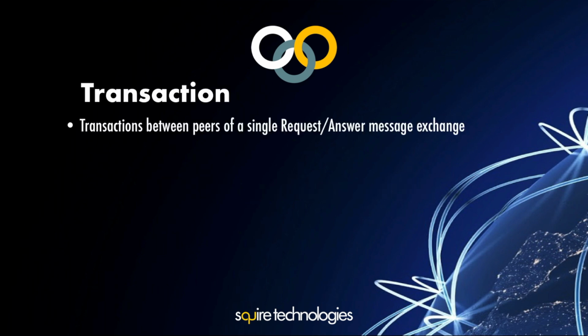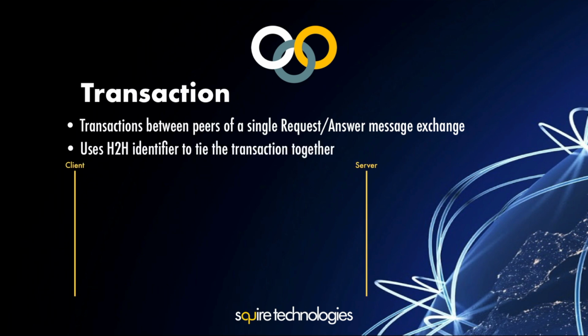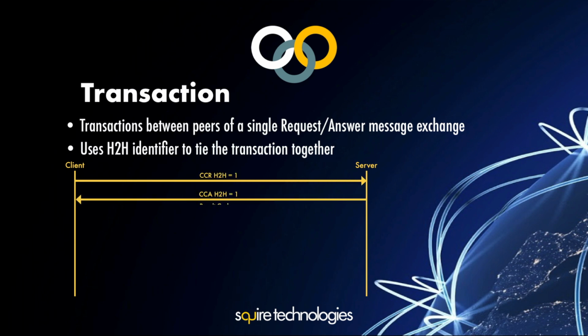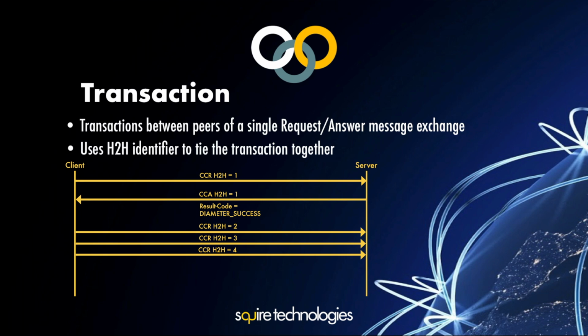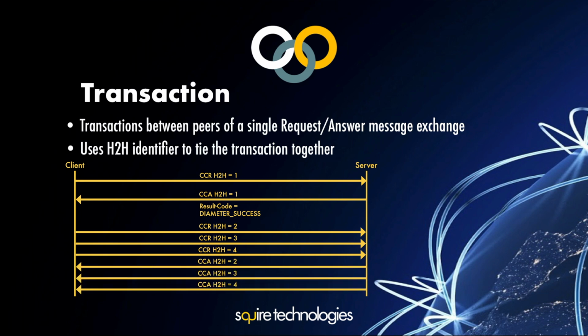This is a transaction between peers. It's a single request-answer message exchange. It uses the hop-by-hop identifier to tie the transactions together. So just a really simple one transaction there, and this is showing 2, 3, 4. They've also been delivered in different orders, which obviously the endpoint should handle.